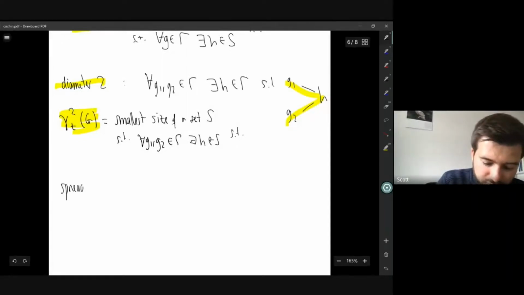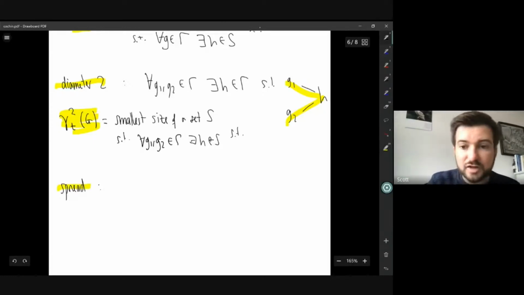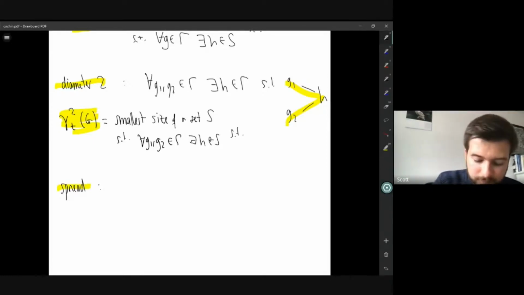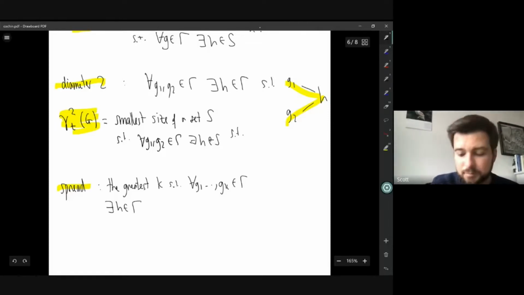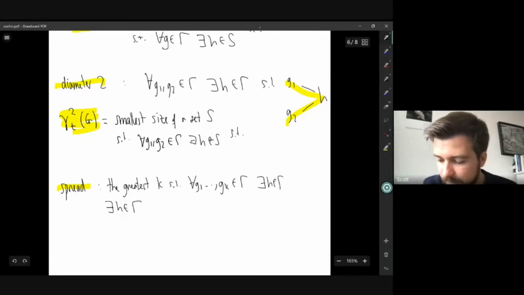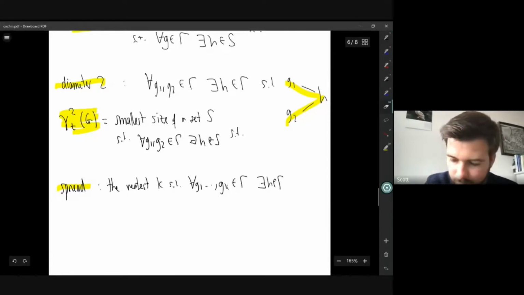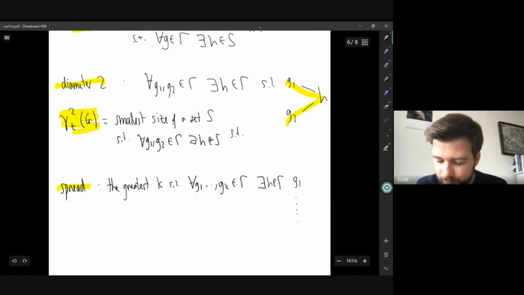And there, of course, I could just make the general definition. So this is the definition of spread, which I promised to mention in the title. The spread is just how far you can keep going with this. It's the greatest k such that for all G1 up to Gk in the graph, there's something H that is connected to all k of them.